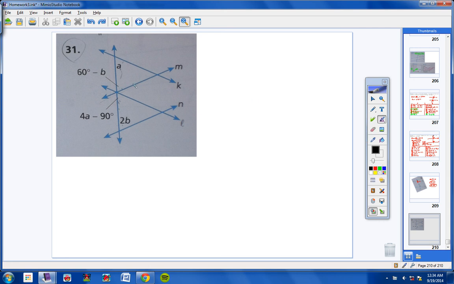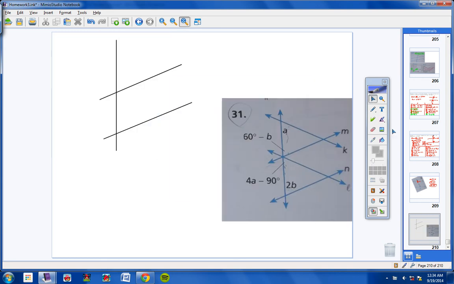Okay, here we go. Here's your parallel line. Here's your parallel line, cut by a transversal right here. All right, now let me slide this out of the way. There we go. It's a lot better. Now take a look here, students. See how this parallel line here and this transversal form this angle here. So here's my parallel line, here's my transversal. This angle is 60 minus b.